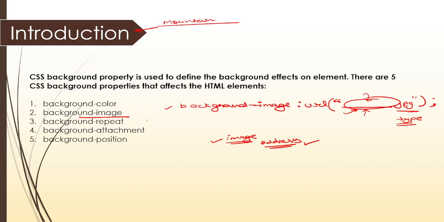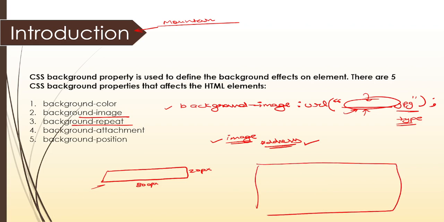Next important point we have is background repeat. By default, the background image property repeats the background. Suppose the size of my image is just like this. Let's say this is 800 pixels and this is 20 pixels. Suppose the image that I want as a background is of this dimension and the page size is like this.